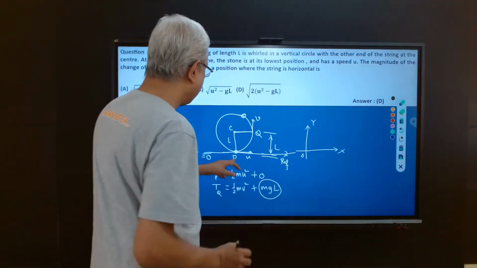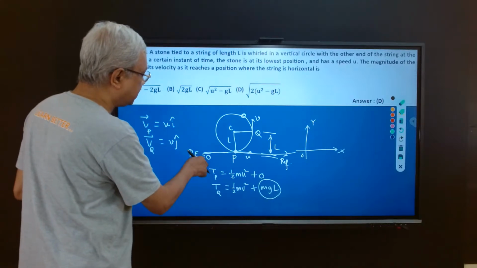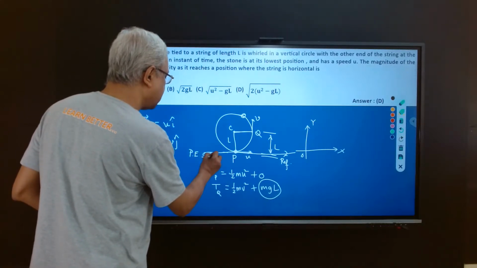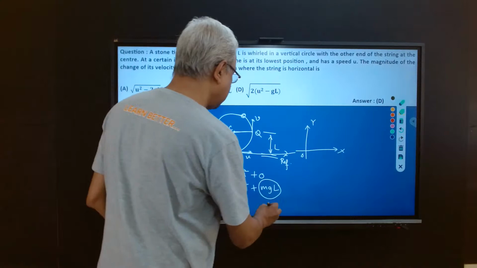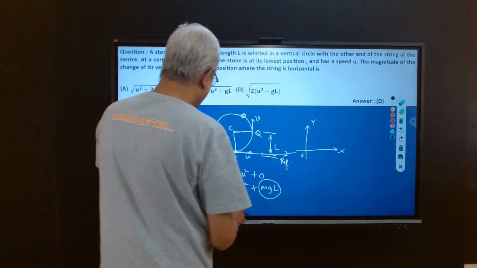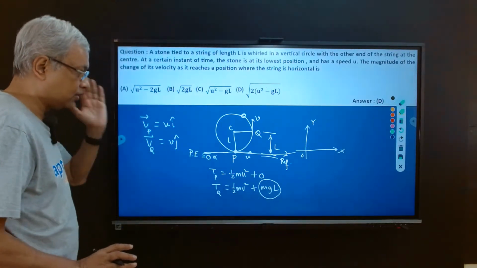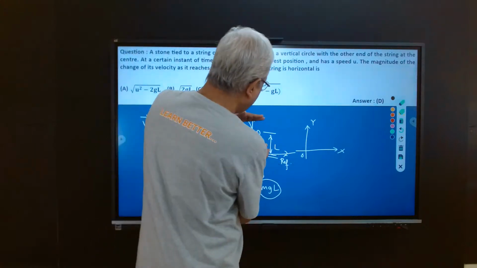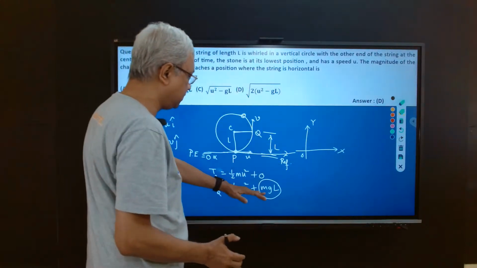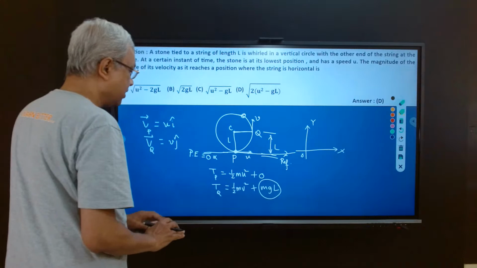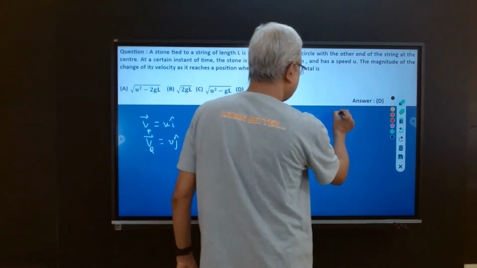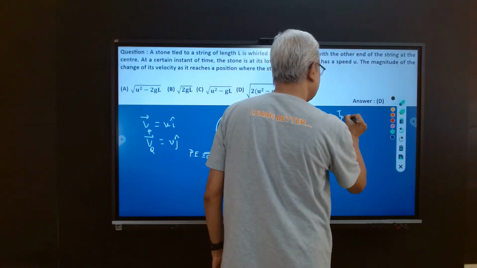If I take here potential energy as non-zero, say some constant alpha, then here it is alpha plus mgl. So let us take alpha to be zero, because we are just bothered about the change in potential energy, and change in potential energy is mgl. So by conservation of energy, TP should be equal to TQ.